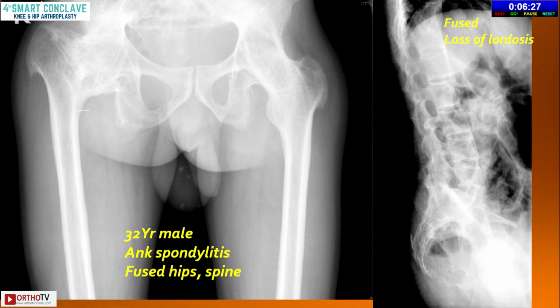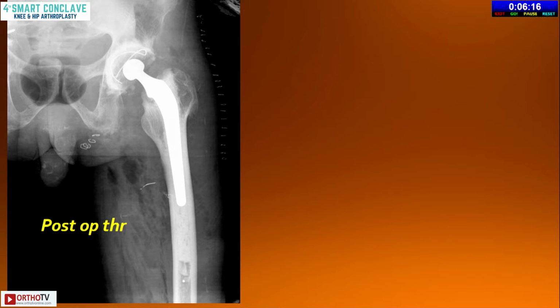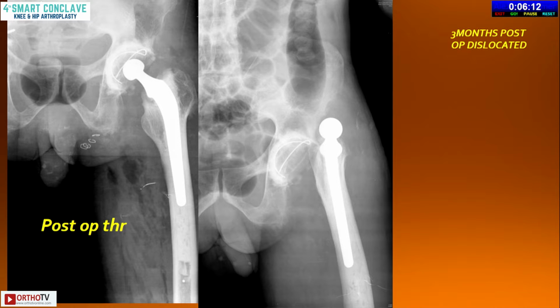Where we started to look at this is basically with a subset of patients that we all commonly deal with, the ankylosing spondylitis patients. This is a 32-year-old male who had a fused hip and fused spine, and he underwent, in those days, the cemented Charnley THR. He dislocated at 3 months.